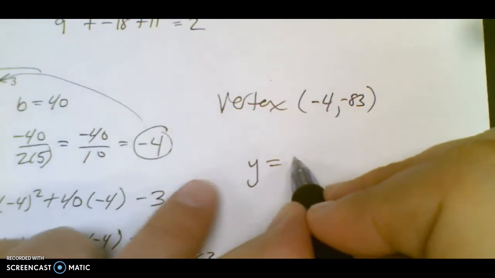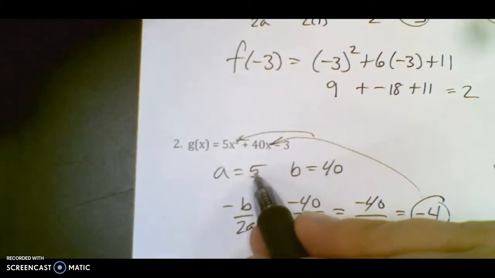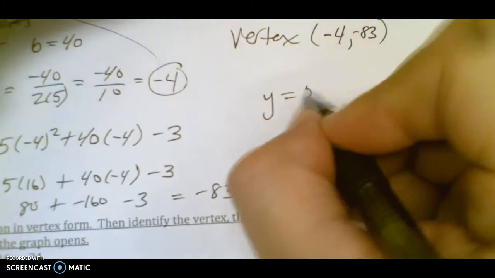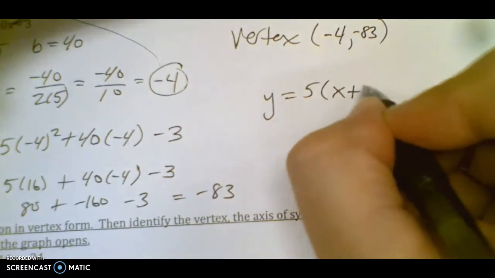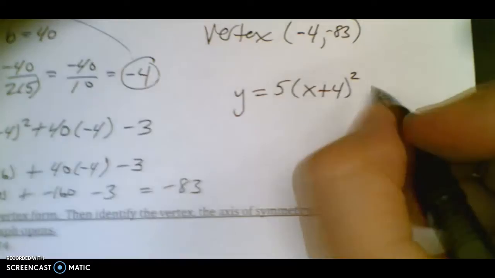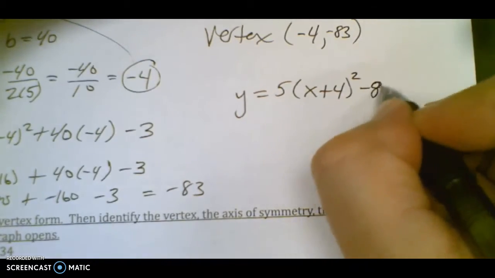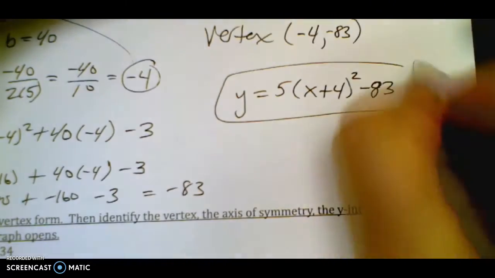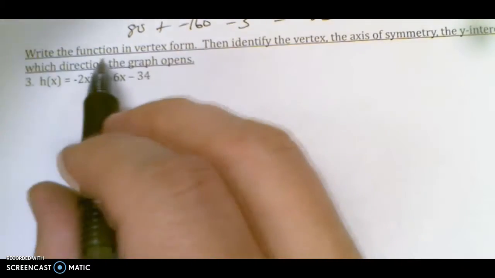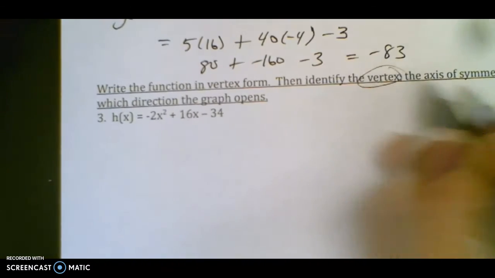Which means my equation is going to be y equals, now the a comes from that a, right? I'm going to have a 5 in front, (x + 4)², remember the x is always lying to you, and minus 83. Crazy equation, right?